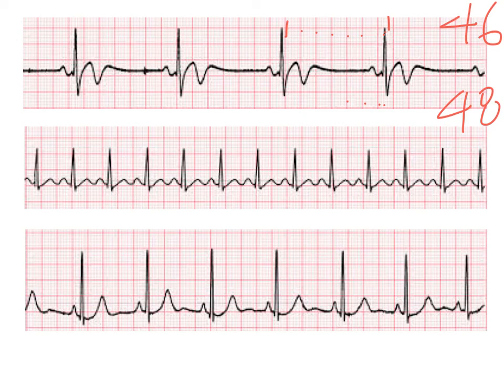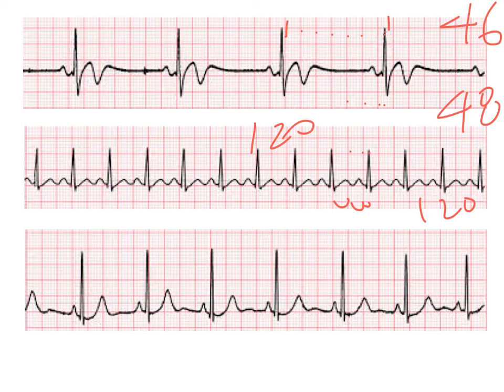Let's look at the second tracing. It looks like between two QRSs I have 1, 2, so maybe 2.5 large boxes. So 300 divided by 2.5 gives me a heart rate of 120. Another way to do it is, each large box is 0.2, 0.4, so 0.5 seconds. If I do 60 divided by 0.5, that gives me 120.